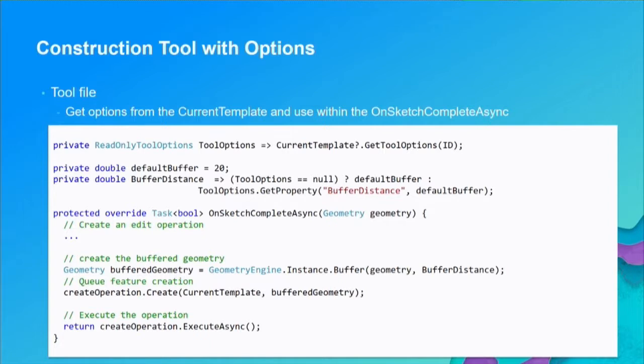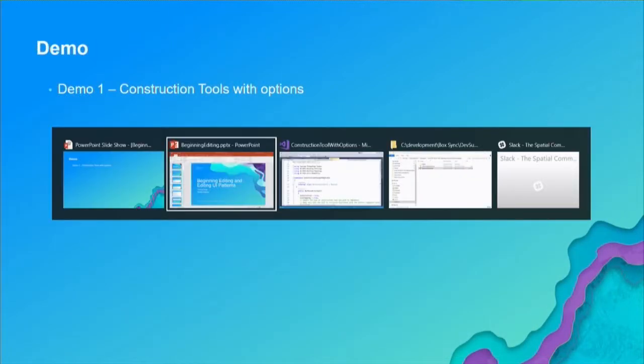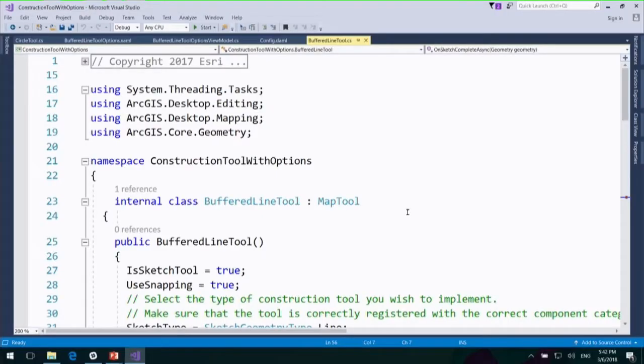Now, how are we using that within the construction tool itself? The magic is that we're going through the current template, which allows us to retrieve that property of the tool options. In this case, with a property, we're retrieving, if it does exist, either a default behavior, or we're actually pulling the stored value that was passed in to our view model. Then on the sketch complete, we can take advantage of this property. And with that, let's go into a demo.